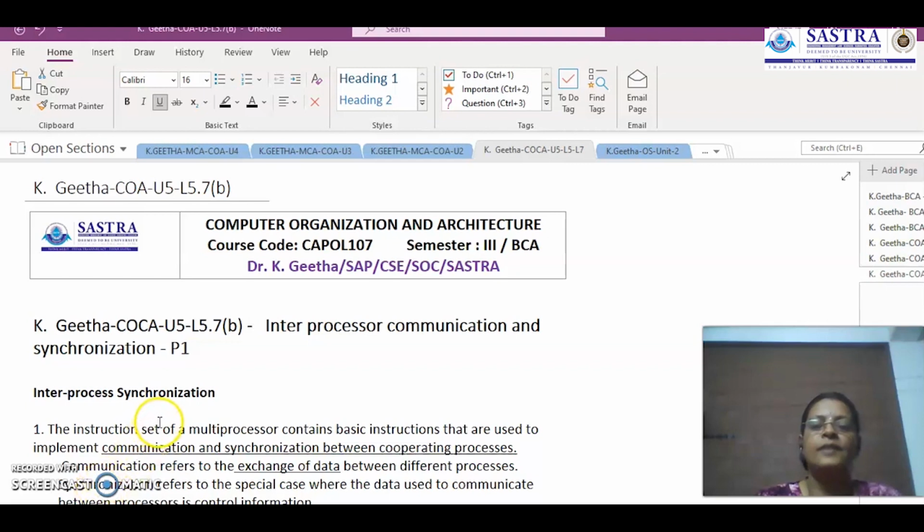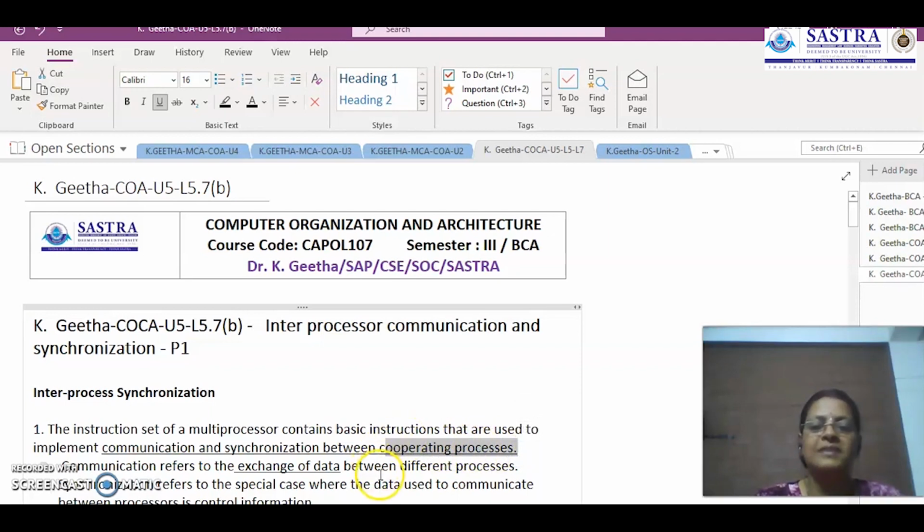Hello everyone, welcoming you to this session to discuss the concept of inter-processor communication and synchronization. In the previous sessions, we have discussed how these processes are going to be interconnected with each other, and now we will discuss how communication is going to happen among these processes and how the control information is going to be exchanged. To start with, we should be aware that cooperating processes always have to execute their work in a synchronized fashion.